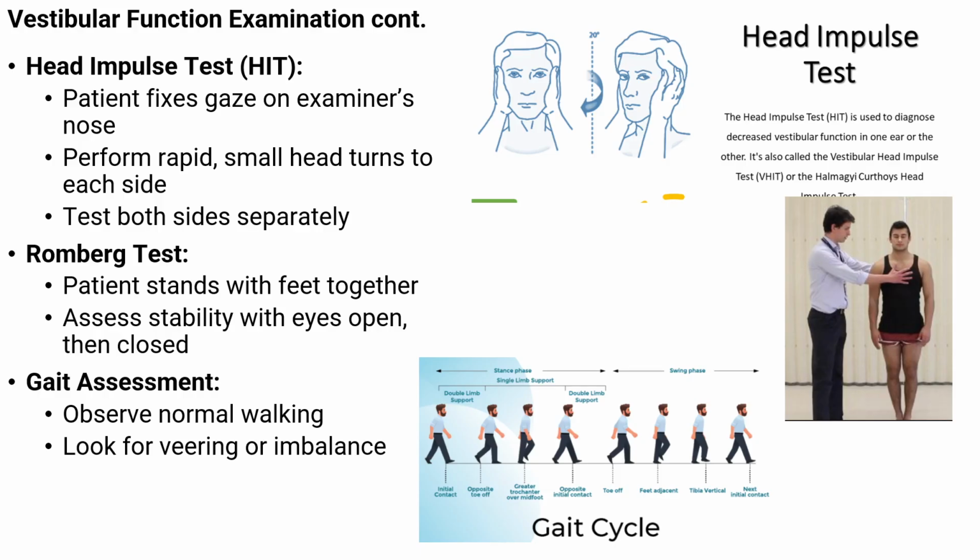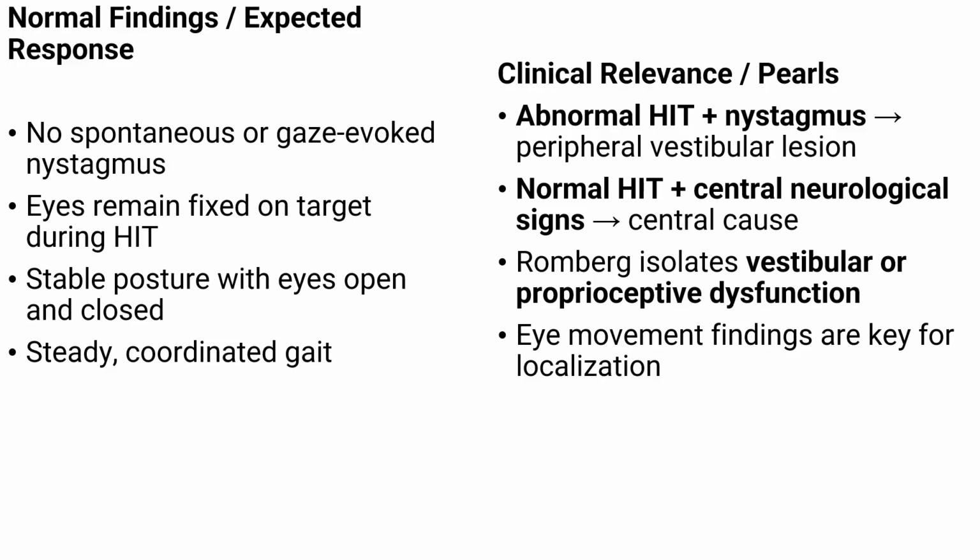Next, assess balance more globally. With the Romberg test, you're looking to see whether the patient can maintain posture when visual input is removed. Increased instability once the eyes are closed suggests a vestibular or proprioceptive contribution. Watching the patient walk adds further information. Veering or imbalance can reinforce vestibular dysfunction. In a normal examination, eye movements are steady, gaze remains stable during head impulses, posture is maintained with eyes open and closed, and gait is coordinated.